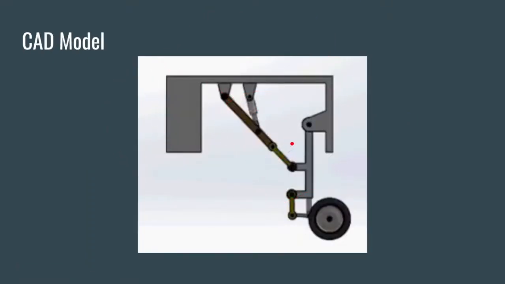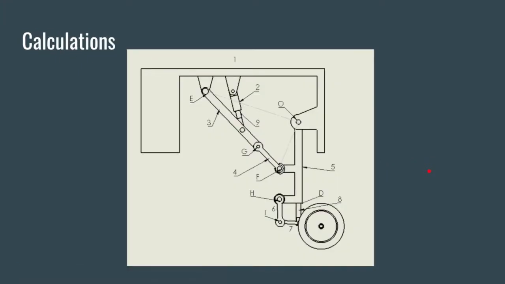And here we have our CAD model that we designed. Right here we have our actuator, our brace, our piston, our torque arm, and our lever. This is the main shock strut, and this is of course the tire. Before we delve into our calculations, we wanted to quickly show a layout of what our CAD model looks like.